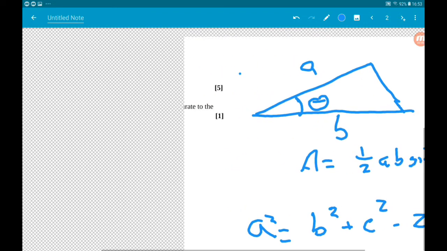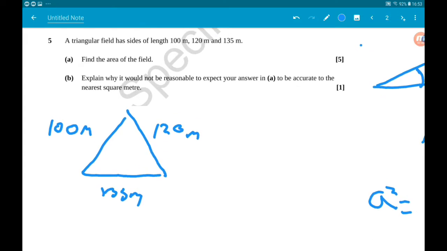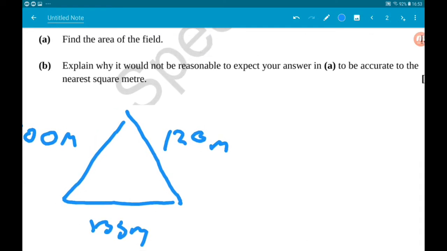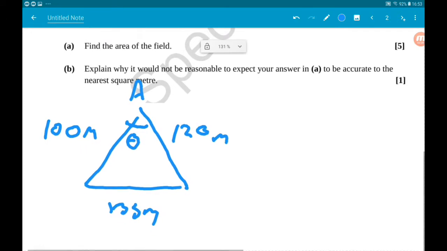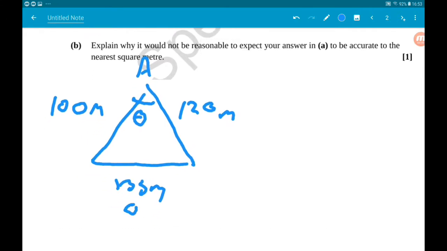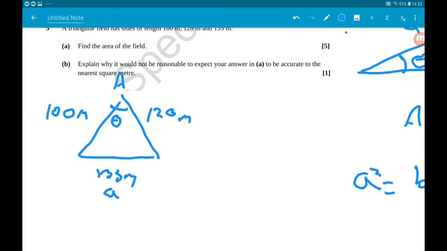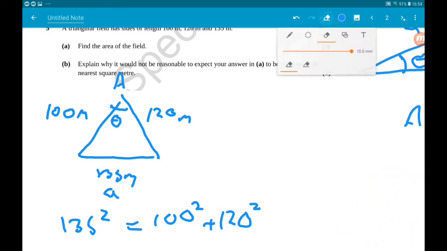Okay, so back to our situation. When I did this, the angle I looked for, for no particular reason, was the top one. So let's call that angle A, which then makes 135 side A. So from that, we can say that 135 squared is equal to 100 squared, add 120 squared, minus 2 times 100 times 120 cos of theta, or cos of A.